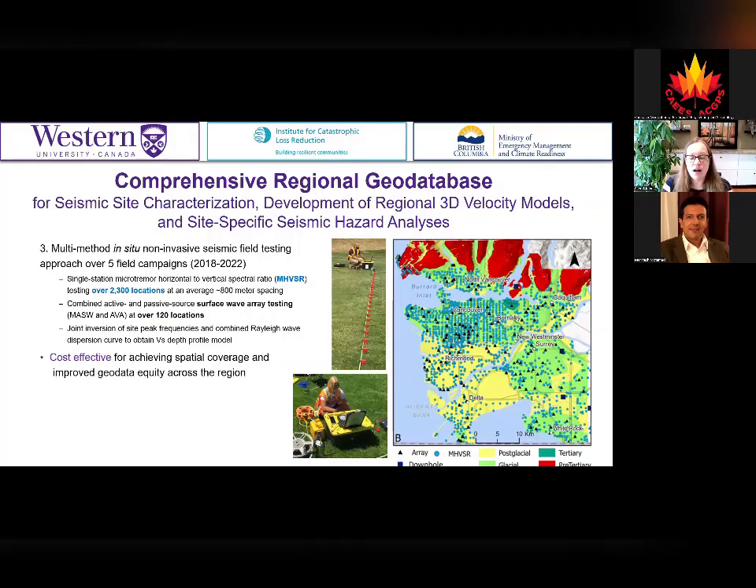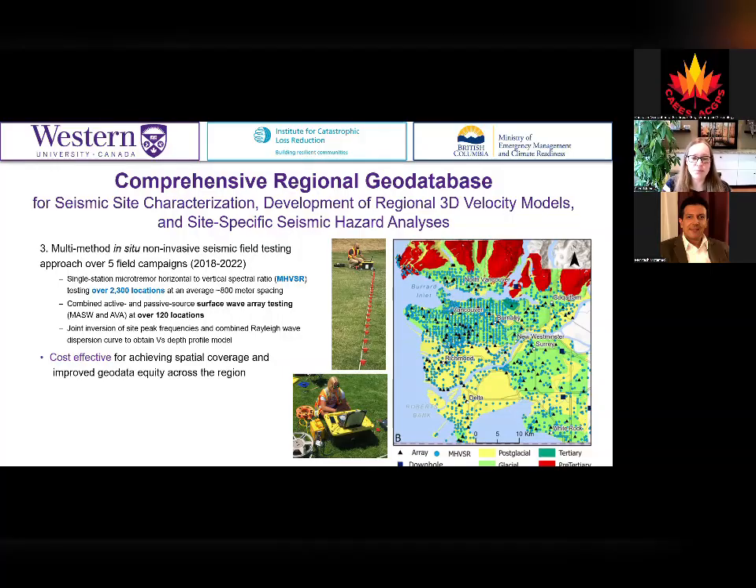In complement, the project also funded me to take some students every summer for 5 years to collect seismic recordings on the surface of the ground. And if we use one seismometer, we can find out what the amplification spectrum is like at a location through this MHVSR.